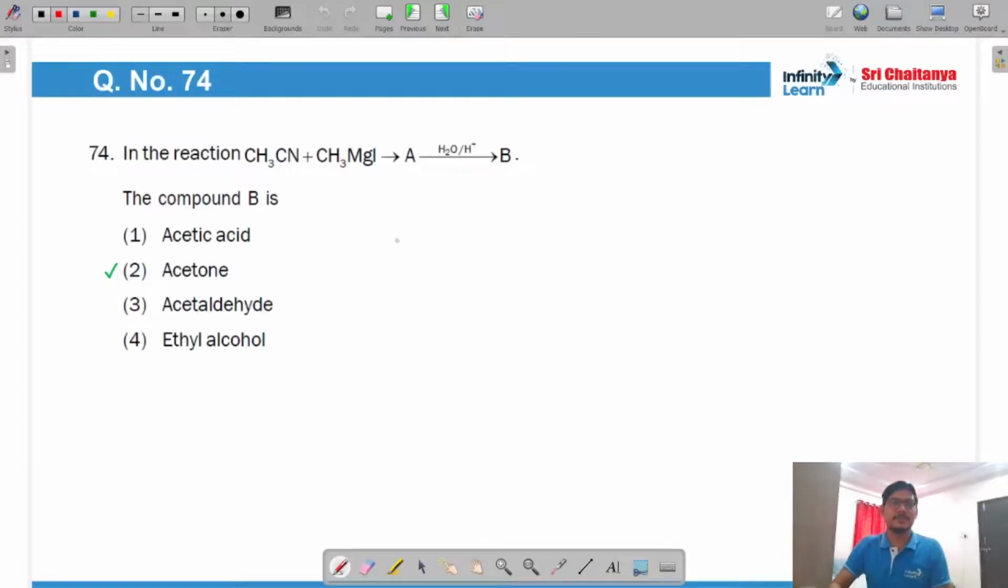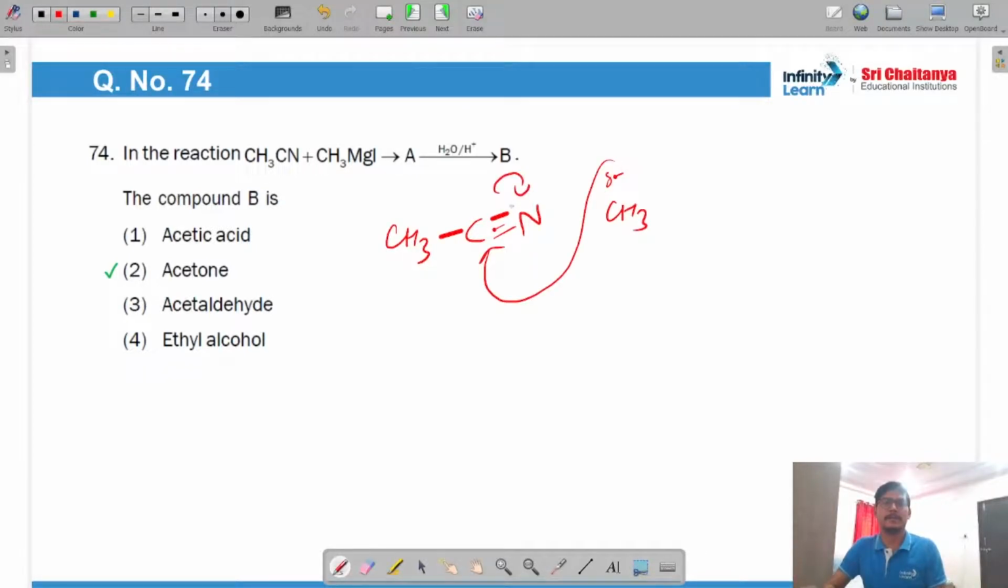In this case, CH3CN, this is a nucleophilic addition of Grignard reagent like this, okay, and then upon hydrolysis this converts into a keto group, right? So acetone is the final product.